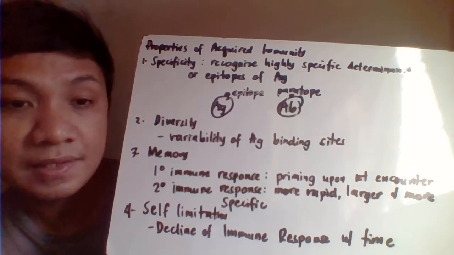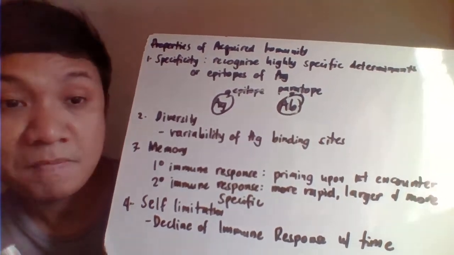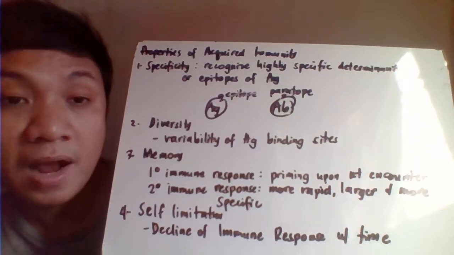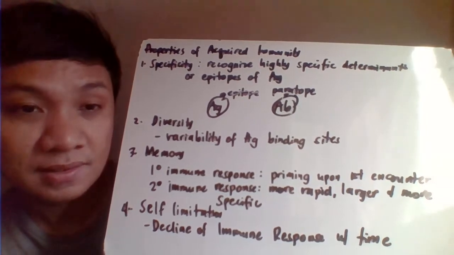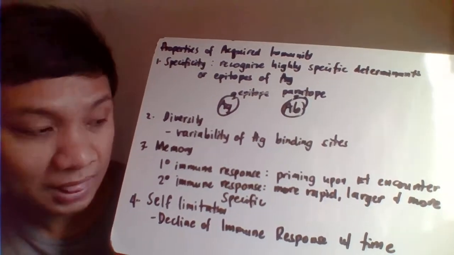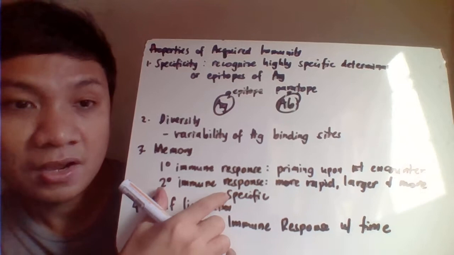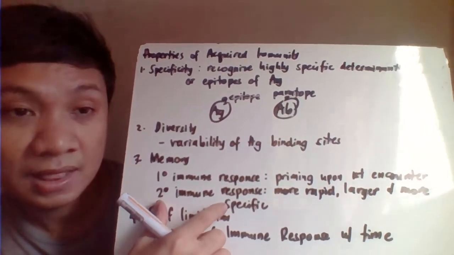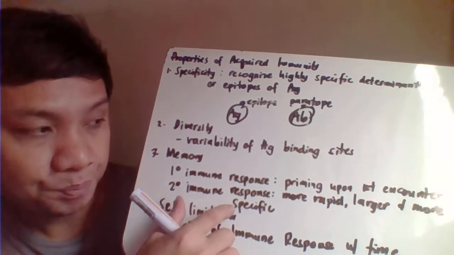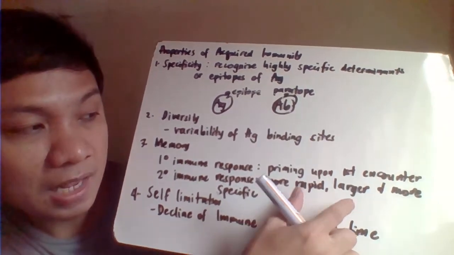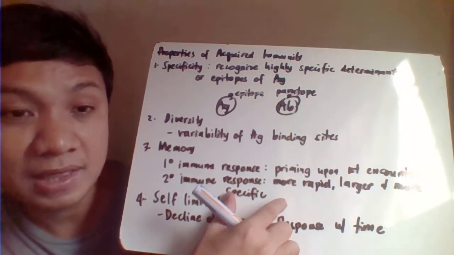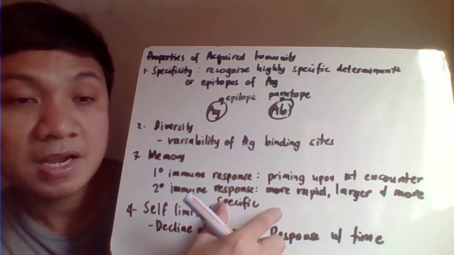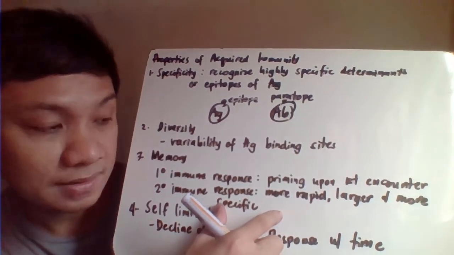And with that first encounter, it would allow the development of your memory B cells or your memory T cells wherein they are programmed to recognize that antigen pag nagkita sila ulit. And only then nagkakaroon tayo ng activation of your acquired or adaptive immunity on the second encounter or second exposure. It is more rapid, larger, more specific because nakilala niya na. Because during the first encounter, you have already developed a memory T cell and a memory B cell.